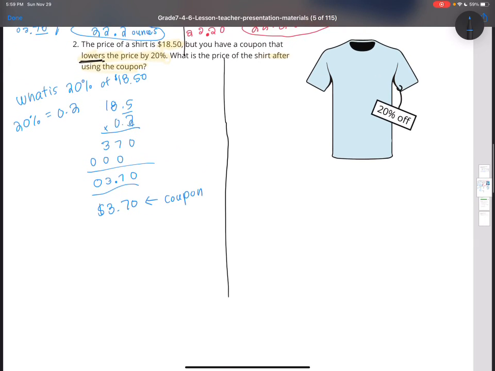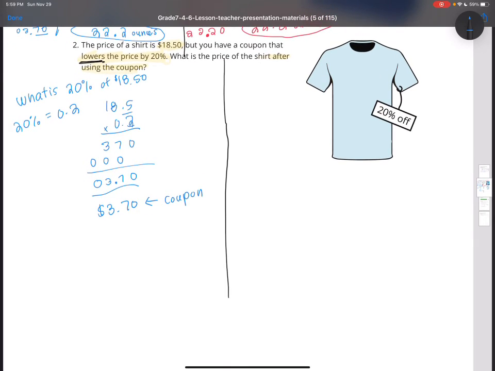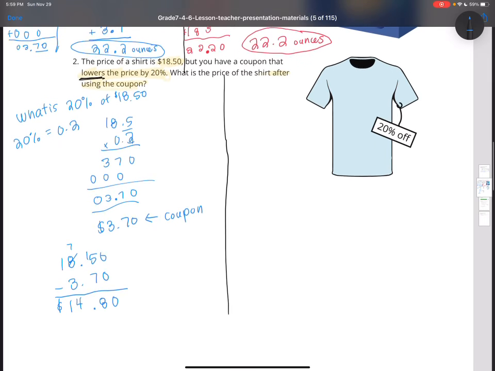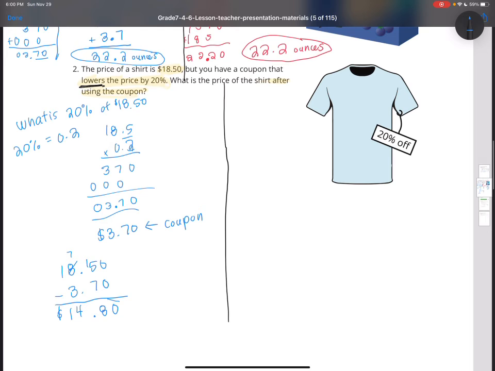So what you want to do is use what operation? What operation do you think we need to use to lower the price? If you guessed subtraction, you are absolutely correct. So $18.50 minus $3.70. Remember, coupons lower the price. All right? So it's going to be 0. I'm going to borrow. It's going to be 8. And then it's going to be $14.80. So the price of the shirt after will be $14.80.